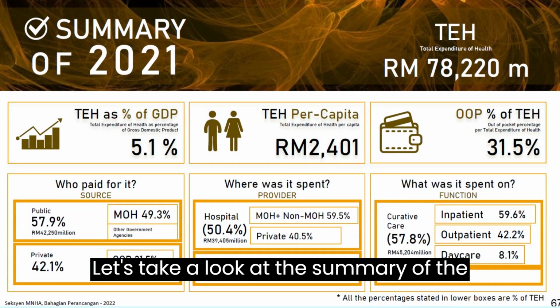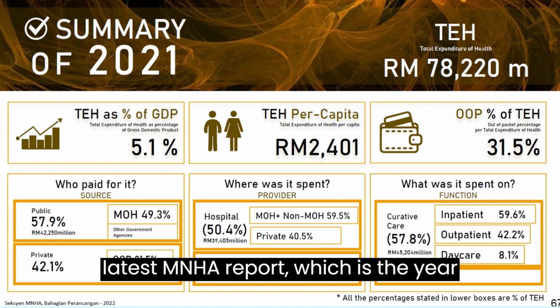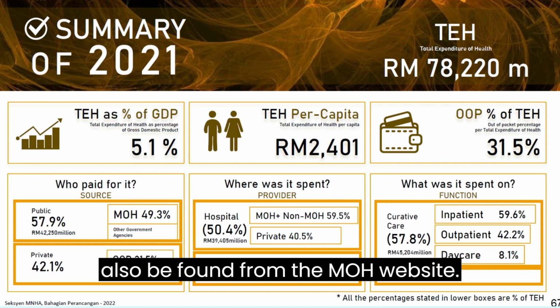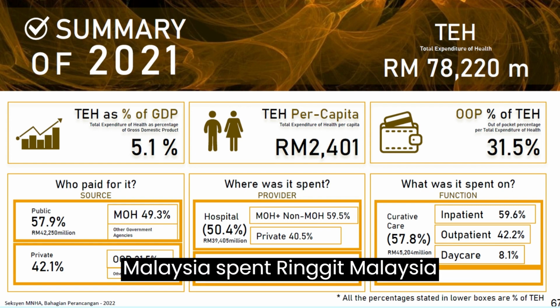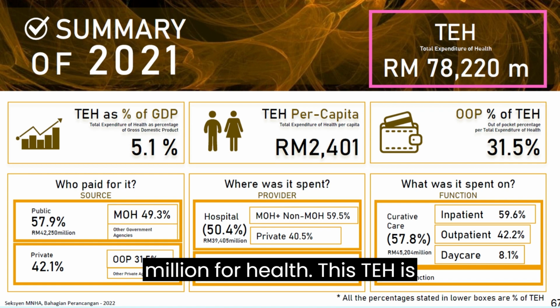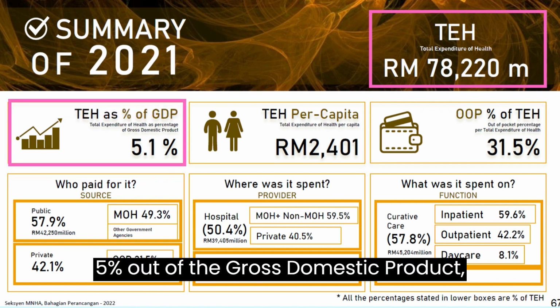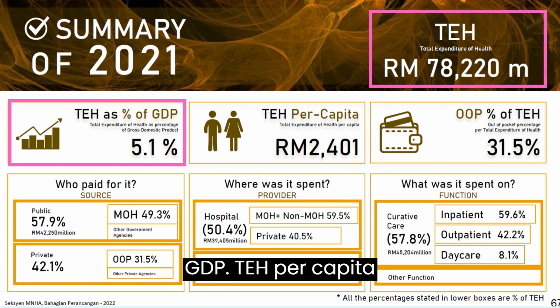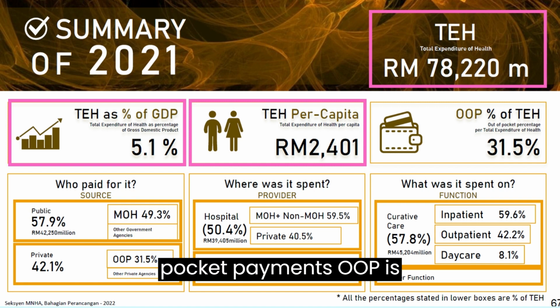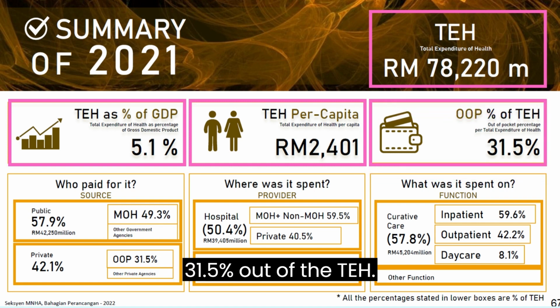Let's take a look at the summary of the latest MNHA report, which is the year 2021. The summary slide can also be found on the MOH website. Malaysia spent RM78,220 million for health. This TEH is 5% of the gross domestic product (GDP). TEH per capita is RM2,401. Out-of-pocket payments, OOP, is 31.5% of the TEH.